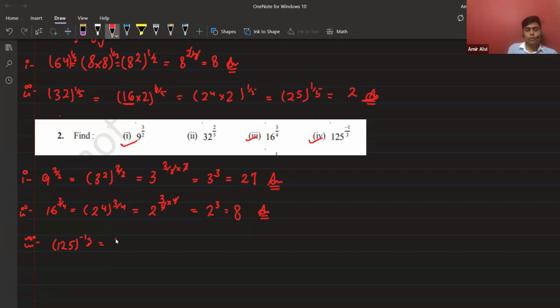So can we write 125 as 5 to the power 3? If you multiply 5 three times, you will get 125. And minus 1 by 3 was also already there. So multiply them. What will you get? Minus 3 upon 3, which is basically 5 to the power minus 1. Because the minus sign is there, na, Simrat? Yes. Which is basically 1 by 5. So is this your answer for the last one?